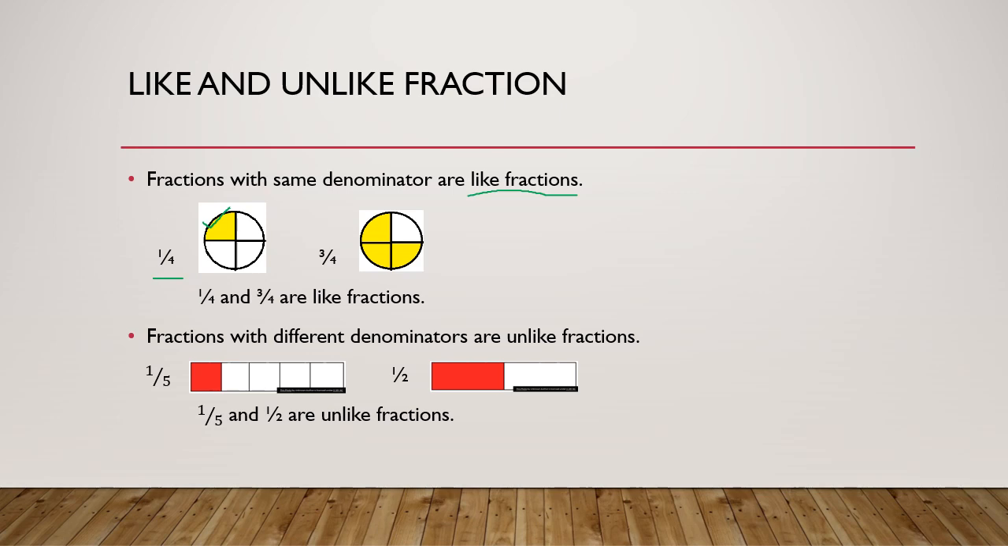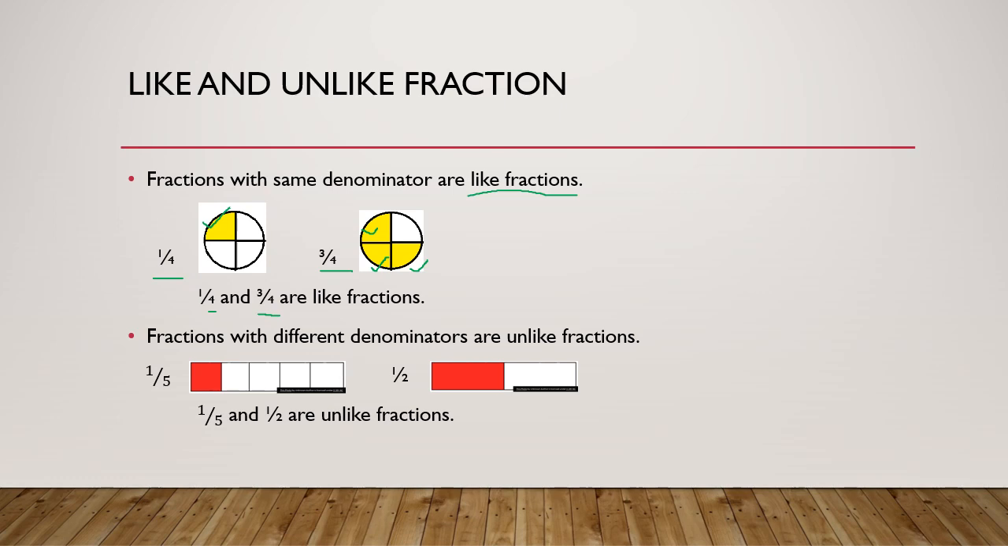One more circle we are having. Again we divide this circle into 4 equal parts, and here we color 3 parts. So in fraction we write it as 3 upon 4. So here 1 upon 4 and 3 upon 4 are like fraction because they are having same denominator.